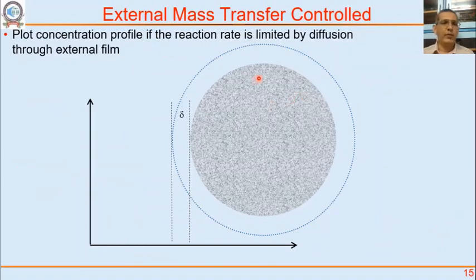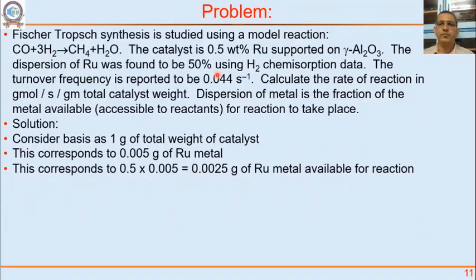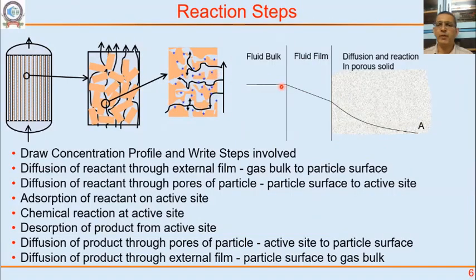What I want you to do now is plot. So these are our concentration profiles. Remember, this is our concentration profile. So it's like resistances in series. A has to diffuse from the bulk to the pore and react there.